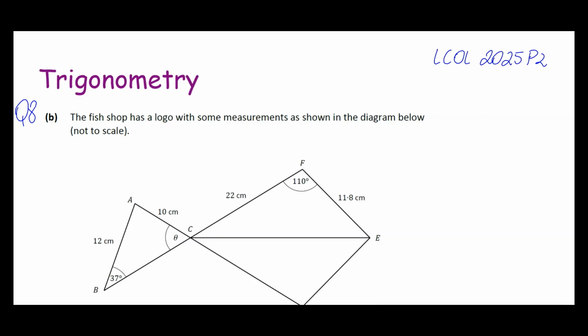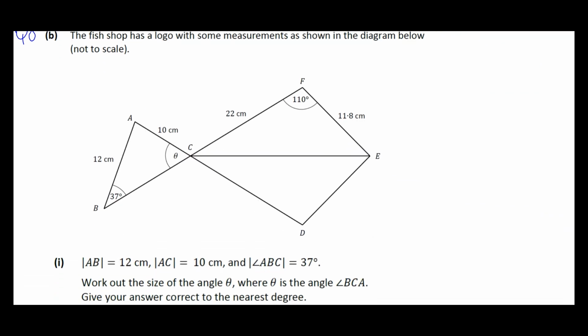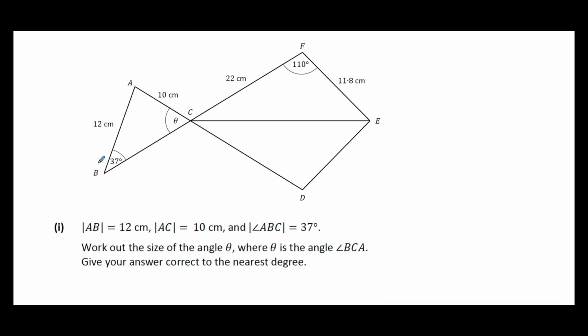Let's look at trigonometry and particularly sine rule. The fish shop has a logo with some measurements as shown in the diagram below, not to scale. So we can see that's the logo and some measurements are given. Here they are saying that AB is 12, AC is 10, and the angle ABC is 37. Always remember where that middle letter is.